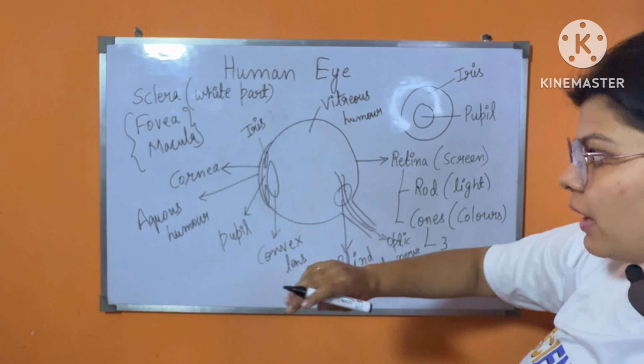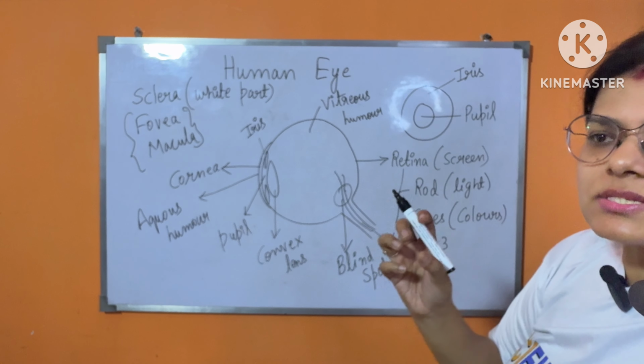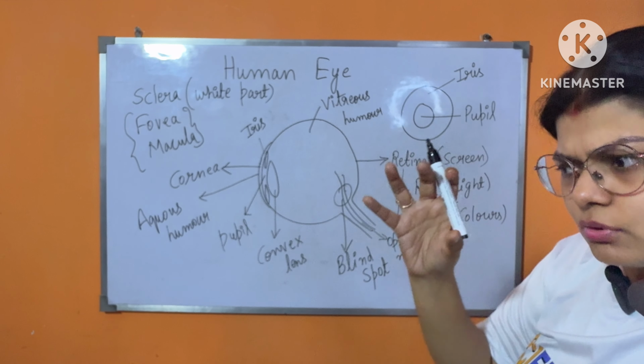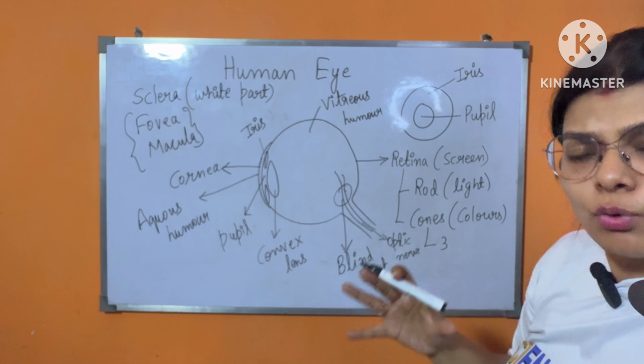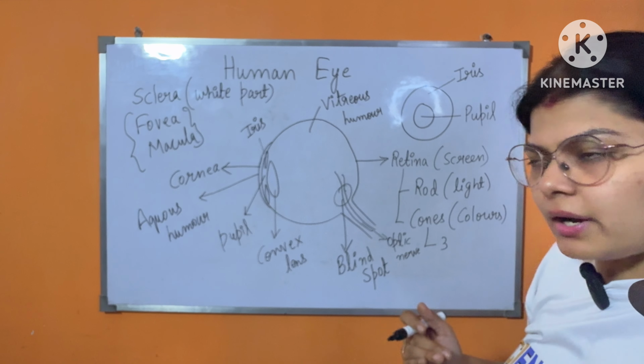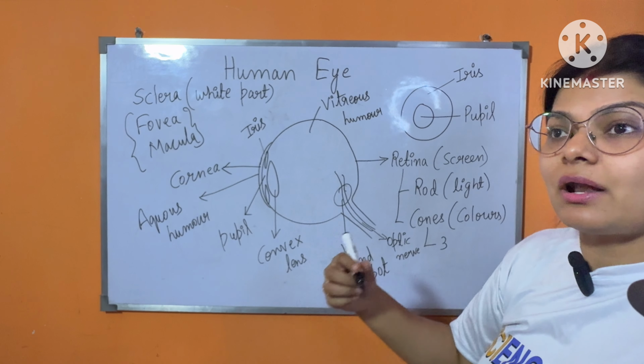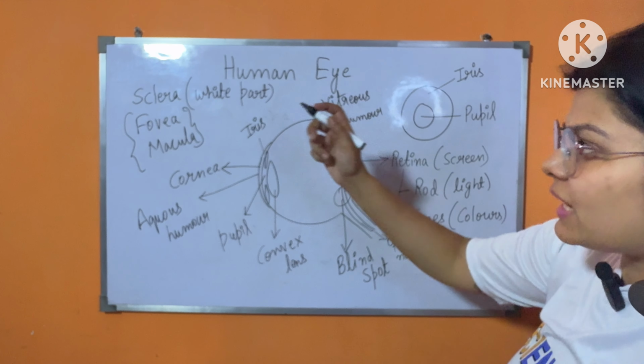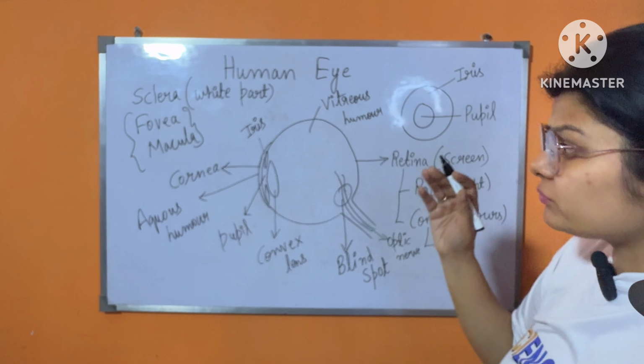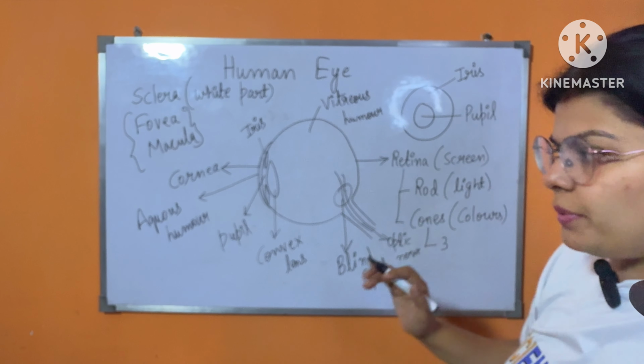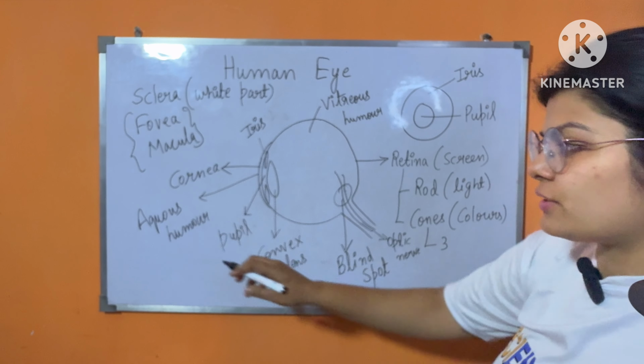Cornea, the outer part. Iris controls the size of the pupil. It shrinks and expands the pupil according to the intensity of the light. Pupil is the only part that allows light to pass through it. Sclera is the white part of the eye. Cornea is covered with a liquid, that is your aqueous humor. Now vitreous humor is the inside part that is filled between the lens and the retina.